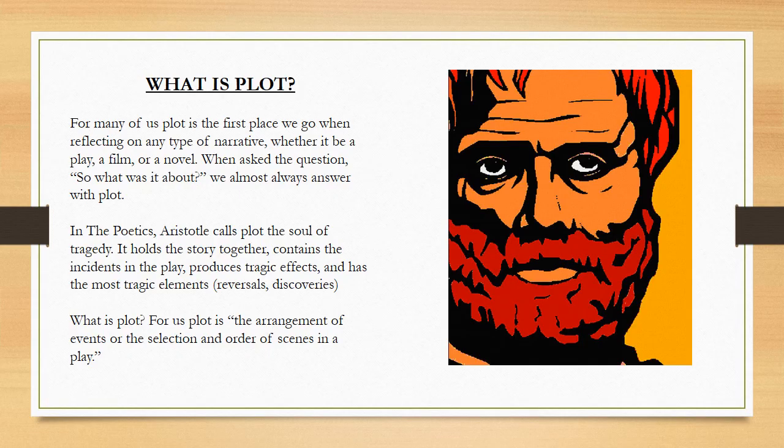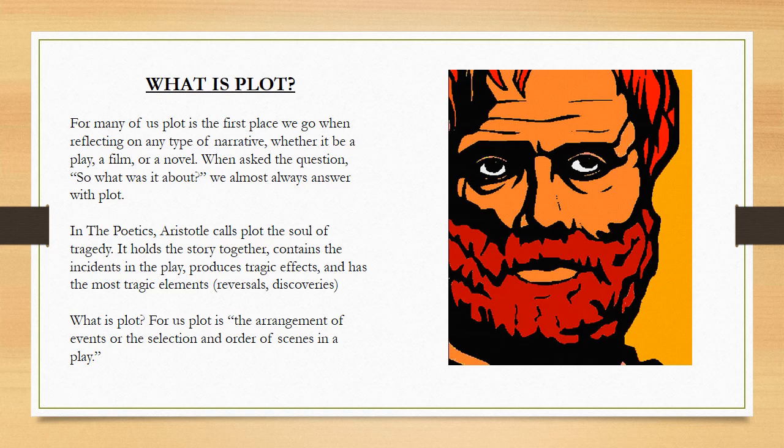So what is plot? For many of us, plot's the first place we go when reflecting on any type of narrative, whether it's a play, a film, or a novel. When we ask the question, so what was it about, we're almost always answering with plot. In the Poetics, Aristotle calls plot the soul of tragedy. For him, it was extremely important and perhaps the most important element. It holds the story together, contains the incidences of the play, produces the tragic effects for Aristotle, and includes some of the most tragic elements, including reversals and discoveries.